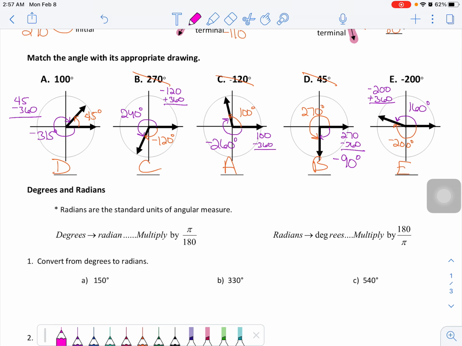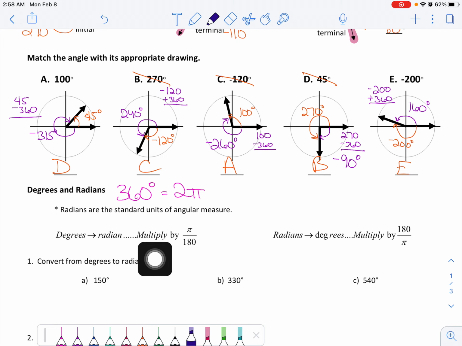All right, degrees and radians. One full rotation in degrees is 360 degrees. One full rotation in radians is the circumference of a circle with a radius of 1, which basically turns into 2 pi. So 360 degrees is the exact same thing as 2 pi radians, and we're going to use that to convert between degrees and radians.